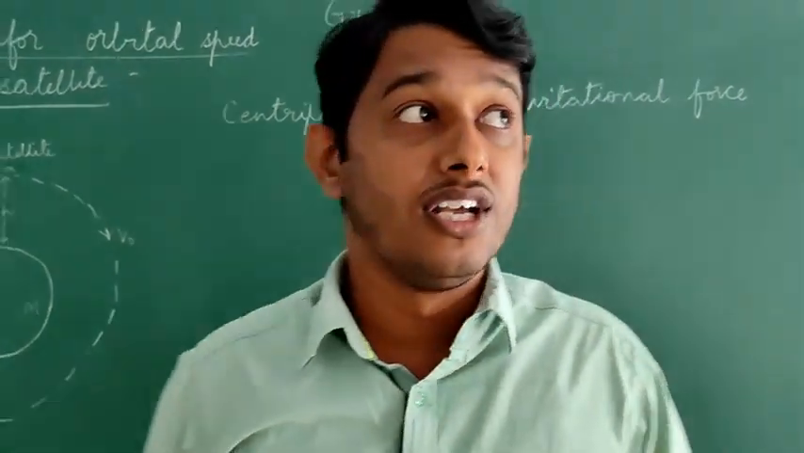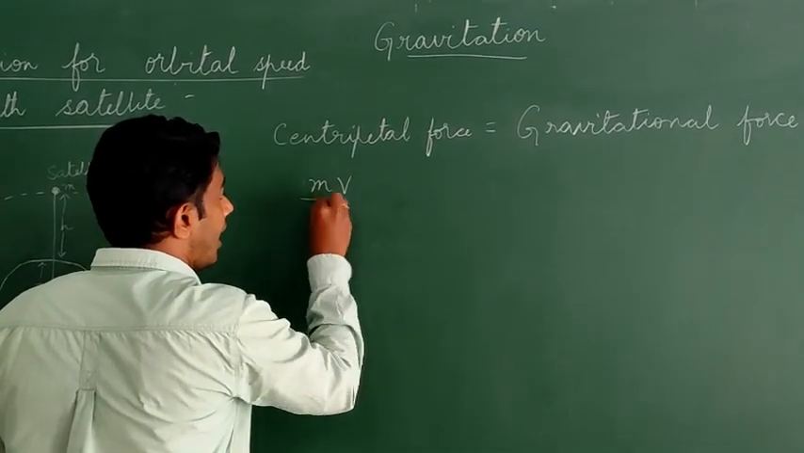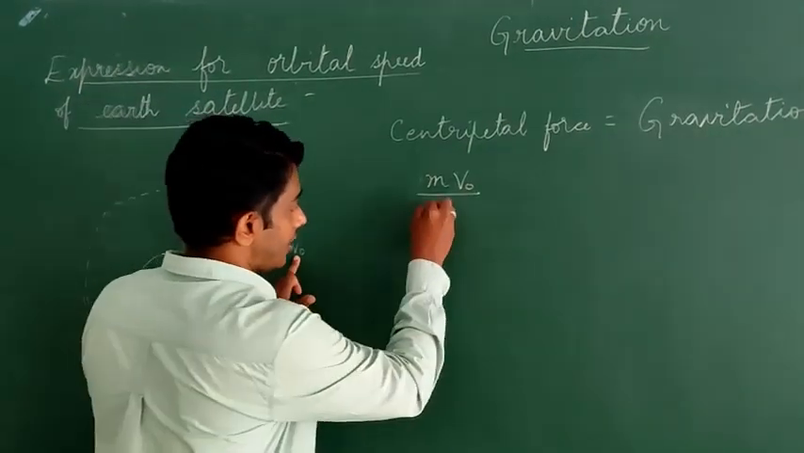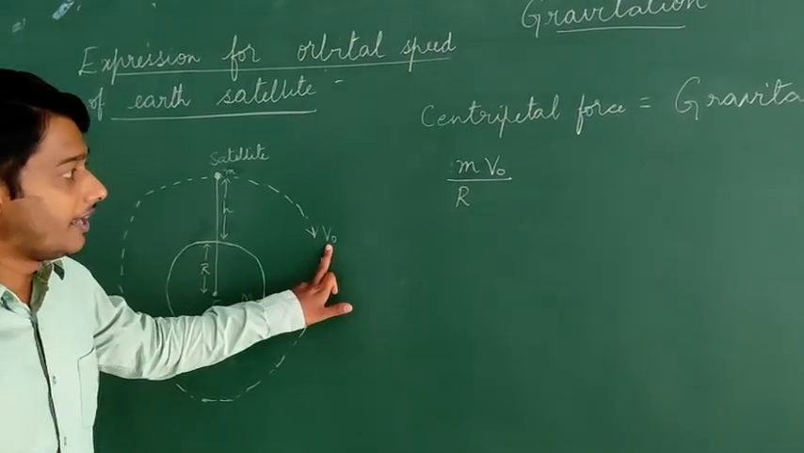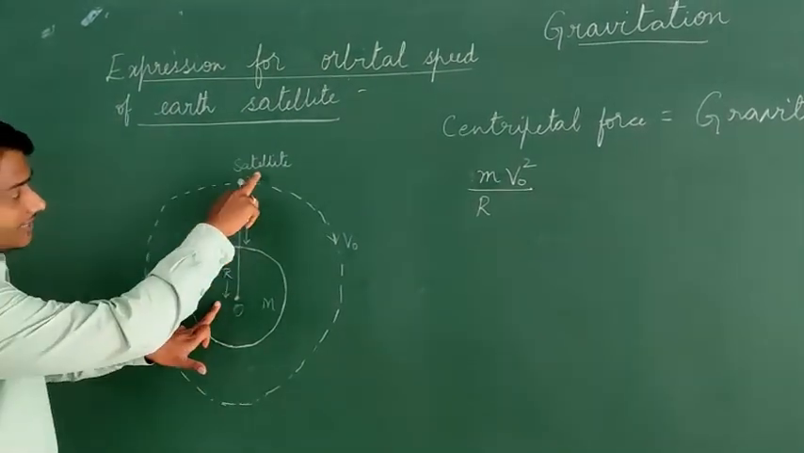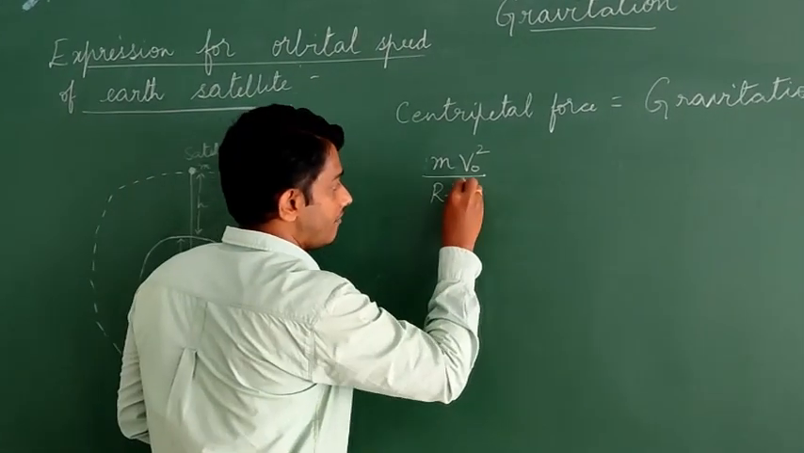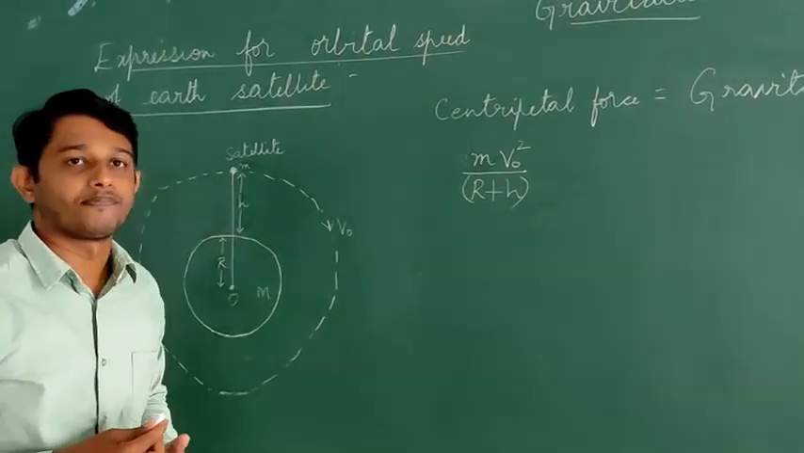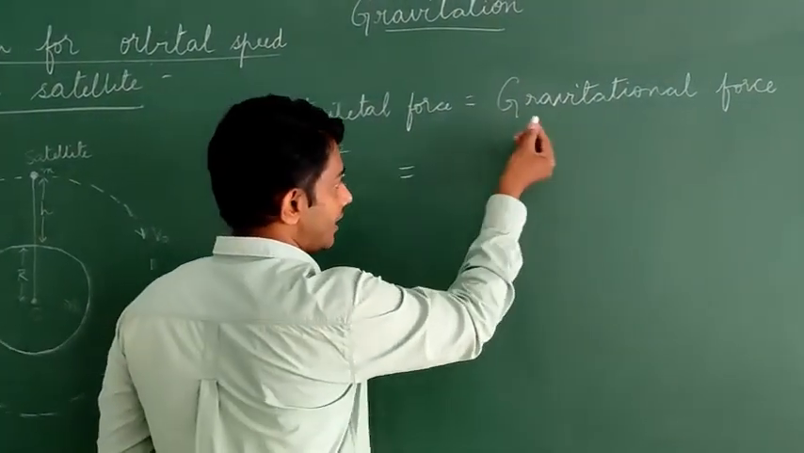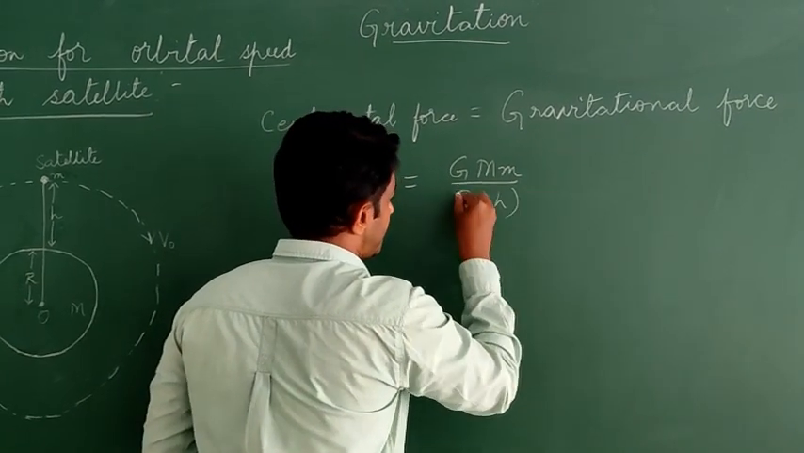So the expression for centripetal force is mv square by r. So here we have orbital speed, that is v0, so m v0 square divided by r. We have the satellite placed here, so we should consider r with the height h. So m v0 square by r plus h it will be. This is equal to gravitational force. It's quite obvious that we know this. So G M m divided by r plus h whole square.